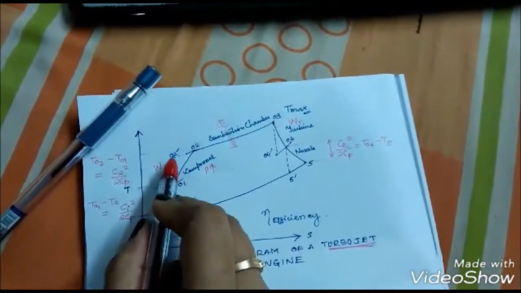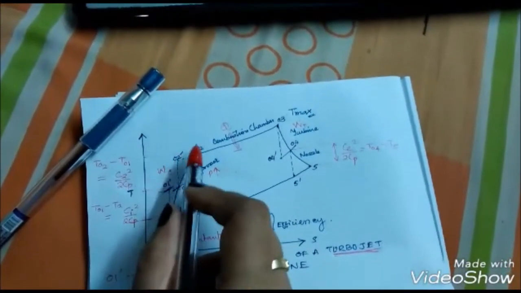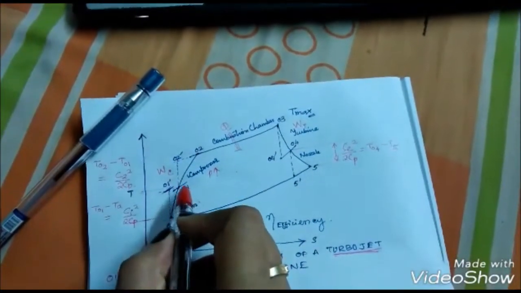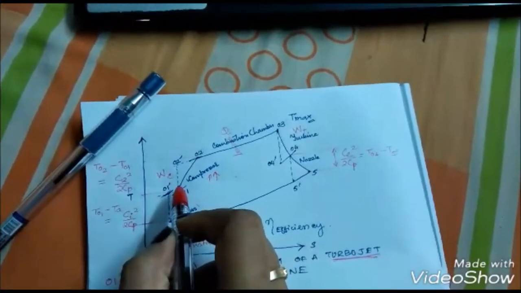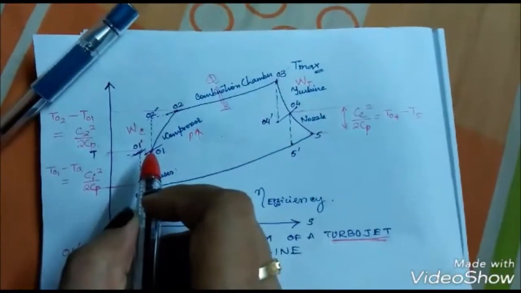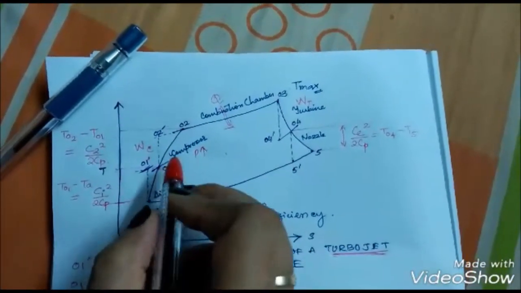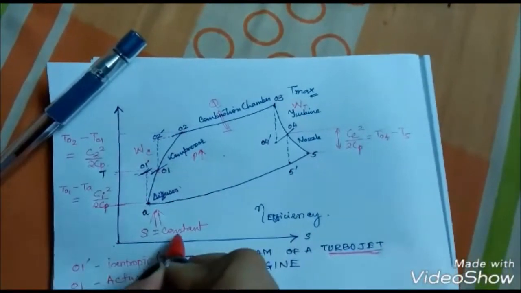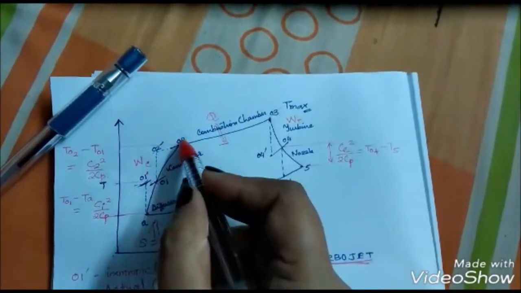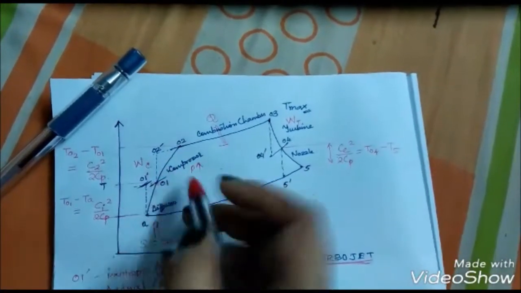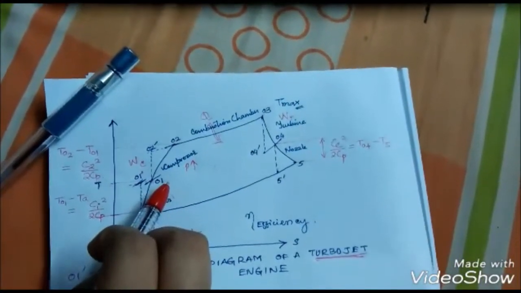Here also we have two points, 02 and 02 dash. From 01 to 02 dash we have a straight dotted line. The dotted line is also an isentropic condition where S is constant. But in the actual condition, from 01 to 02, there is some inclination, a curvature. That means there is an increase in temperature with respect to entropy.